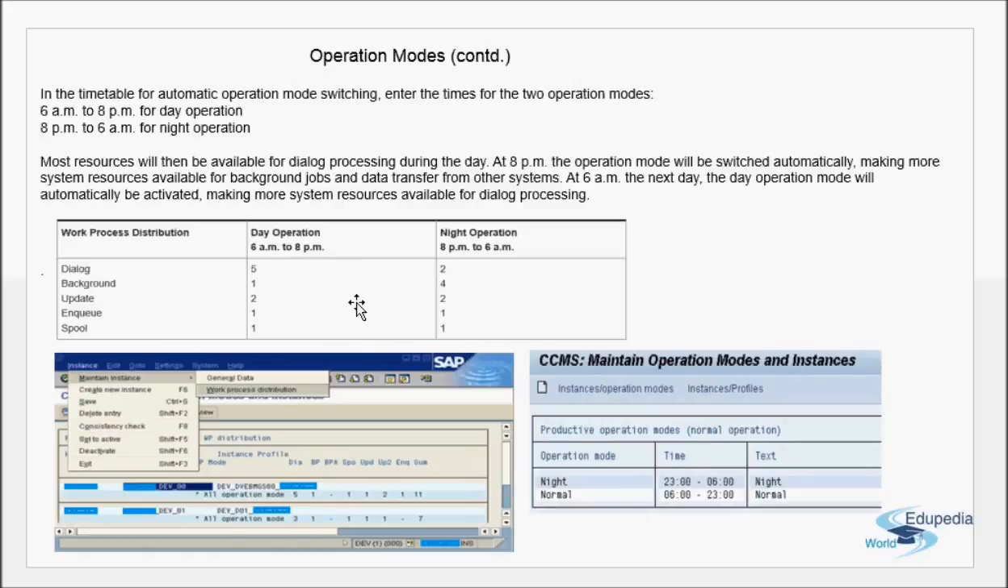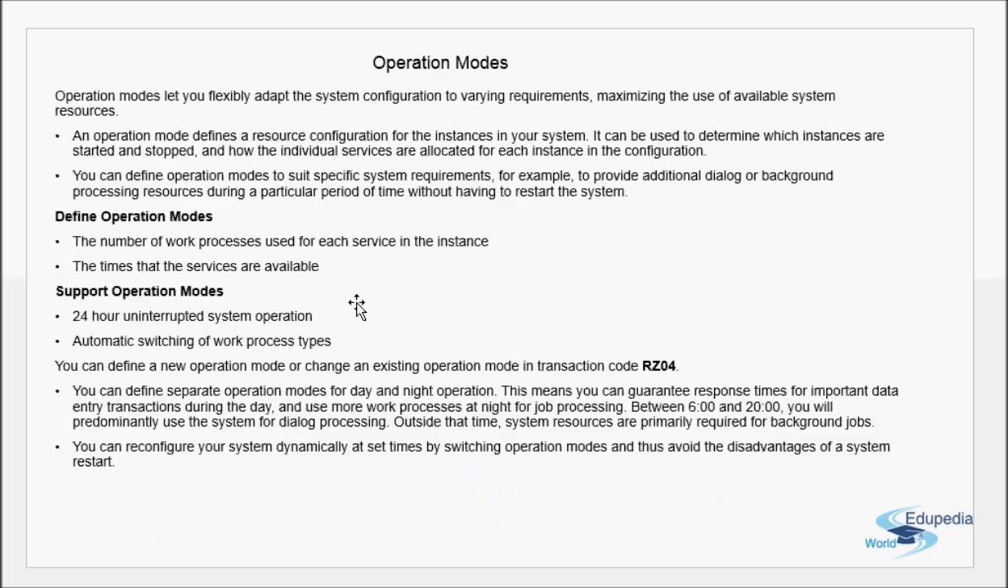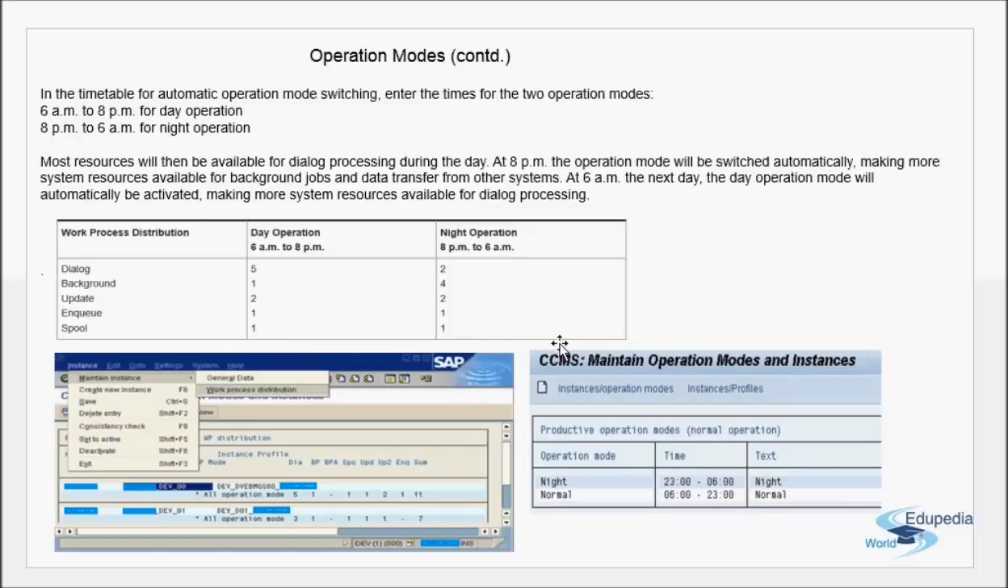So RZ04 is the transaction which is used for maintaining these operation modes. Okay, so here you can go and explore the operation modes and instances and profiles. Here you first create the operation modes. See, here it's displaying a message, productive operation modes. So these operation modes are productive, and here it's displaying the message normal operation. So the system is in normal operation mode now.